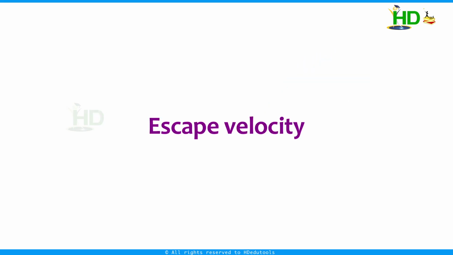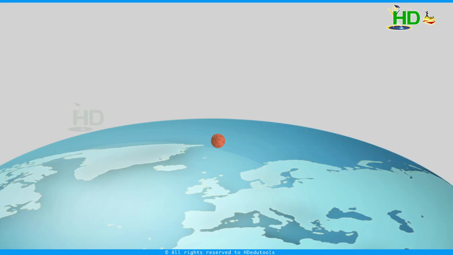Escape velocity. We know that when an object is thrown up, again it returns to Earth. If you throw with larger velocity, again it returns to Earth, but it reaches more height compared to the previous one. I want to throw this object so that it never returns to Earth again. Then what may be the condition?